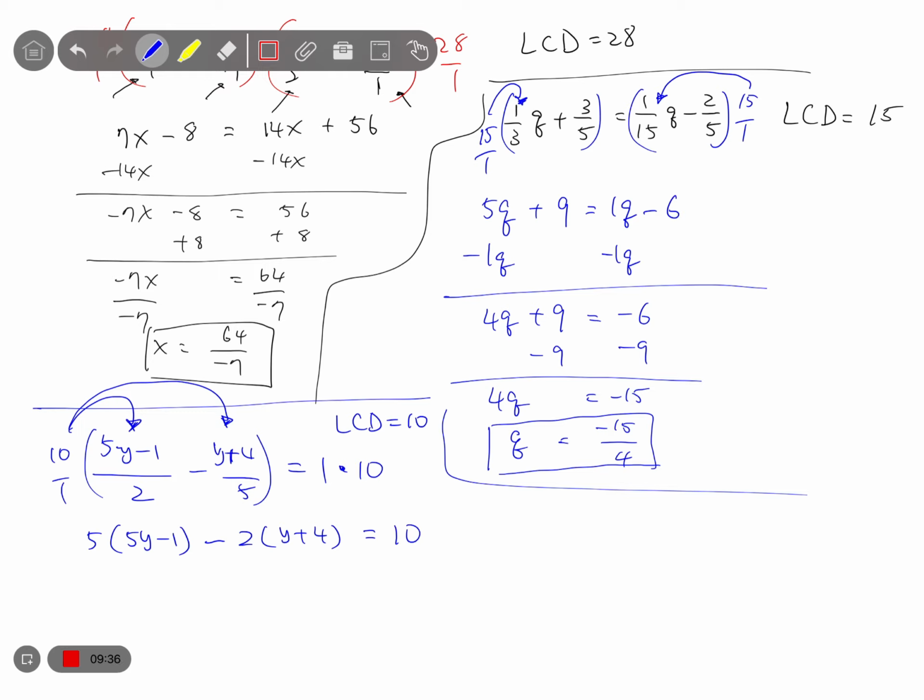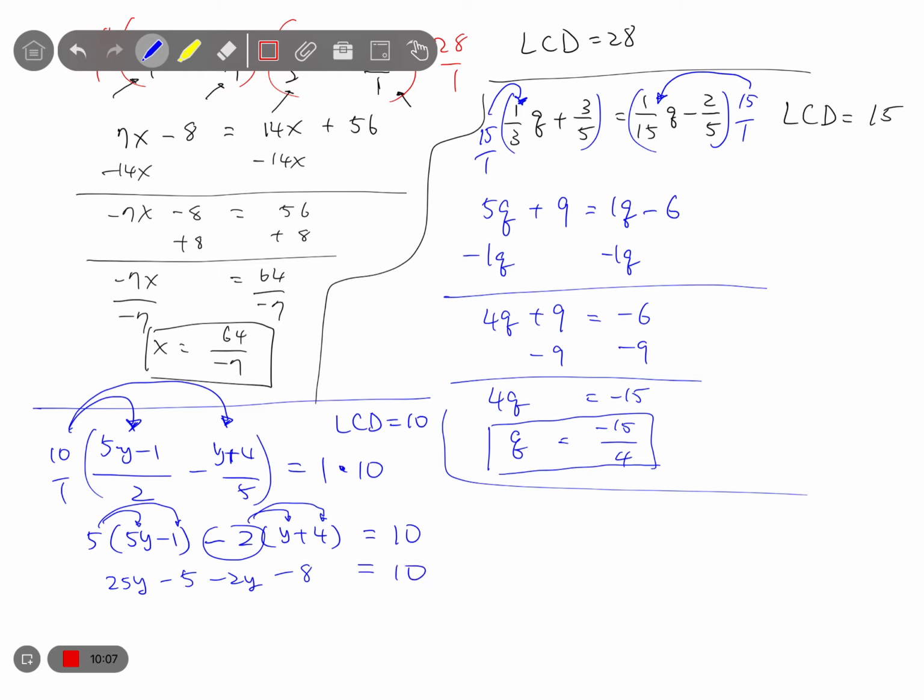Okay, now on the left-hand side, we need to finish distributing. So 5 times 5y is 25y, minus 5 times 1 is 5. Okay, and here, depending on how you learned, most people take the negative 2 and distribute. So you get a minus 2y and minus 8. So it just depends on how you learned to distribute. I don't care how you do it as long as you can do it right consistently. Equal to 10.